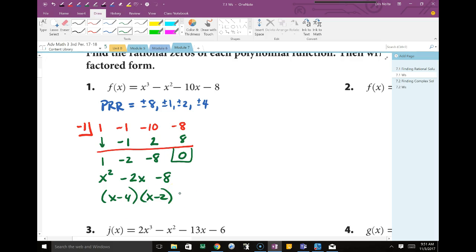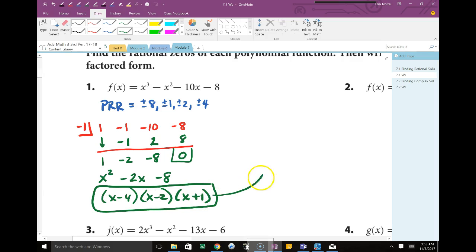Now I have to list the quantity that created my -1. What is the quantity that I used to create this? If I have a -1, x plus 1, very good. See how it all comes together? The x plus 1 comes from the box number. See how I have a negative 1? The divisor that I used to divide that, the quantity, is x plus 1. So if you were going to FOIL this out, you would get the exact same polynomial as our f of x function.